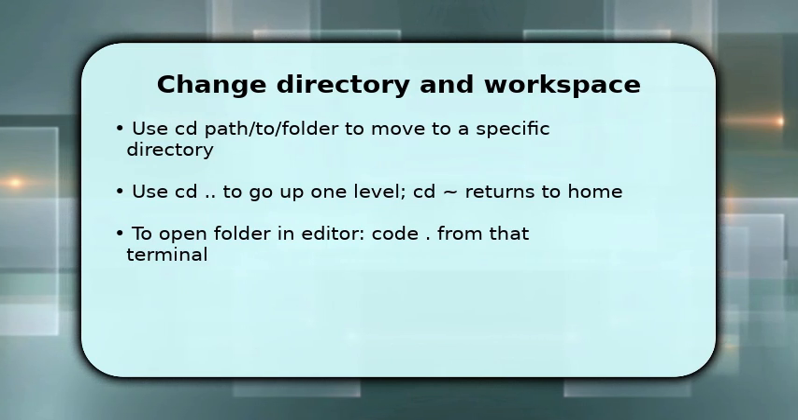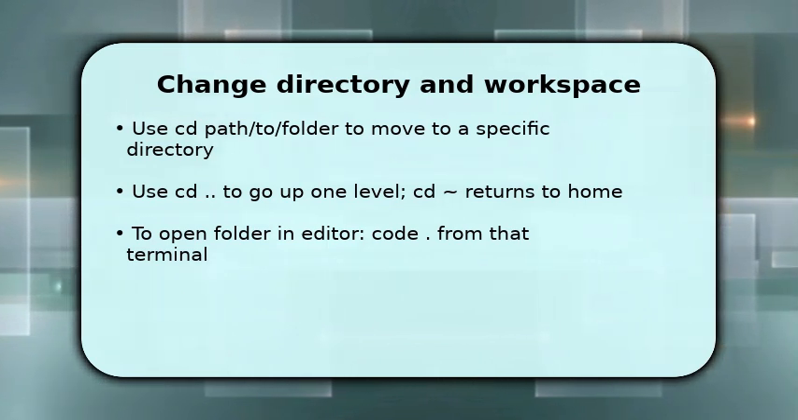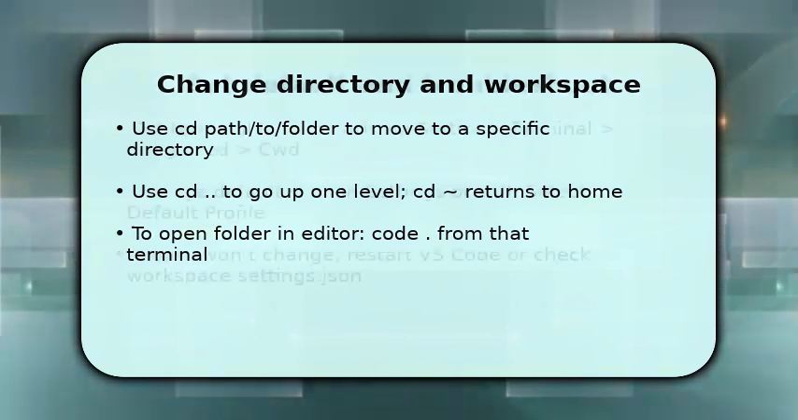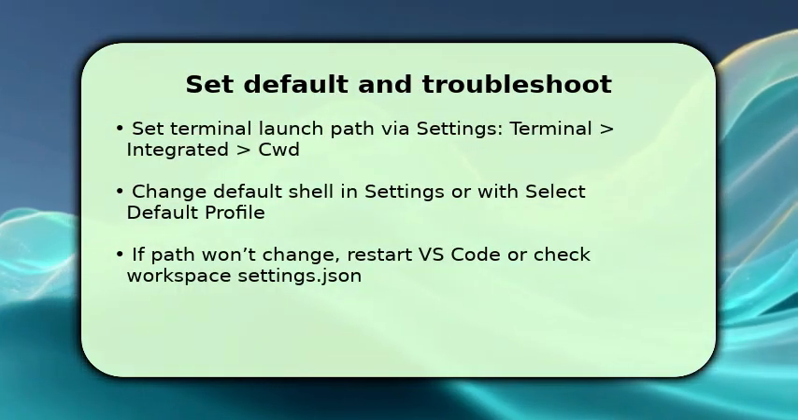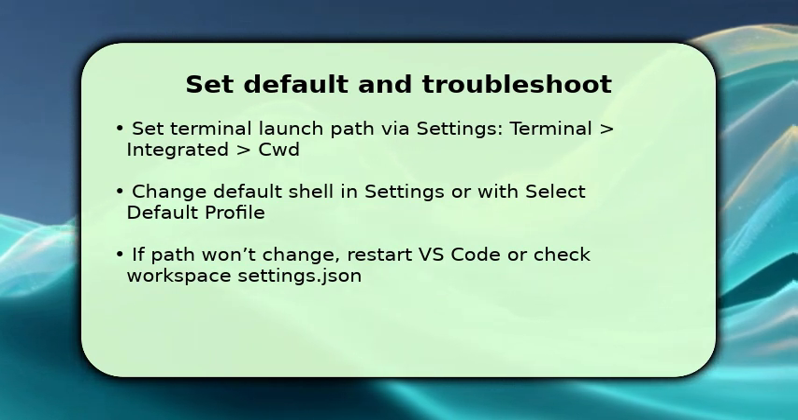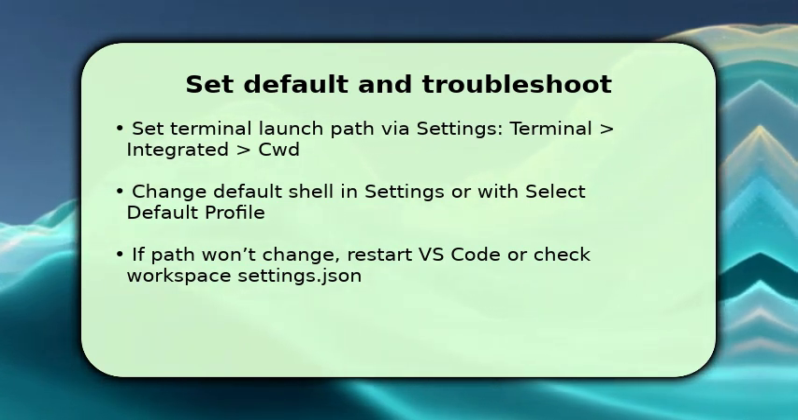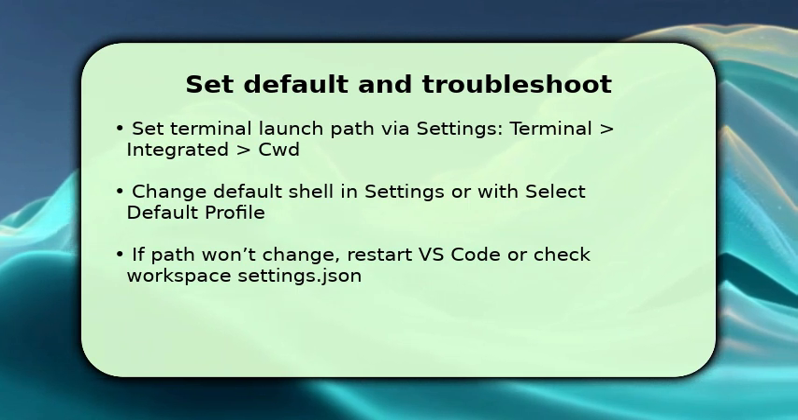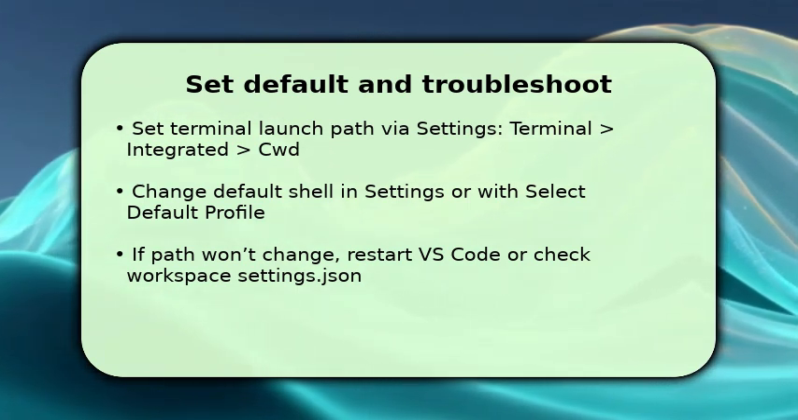To make a default starting path, open Settings and search Terminal Integrated CWD, then set a folder or use ${workspaceFolder}. You can also change the default shell via Terminal Select Default Profile if shell behavior differs. Once set, restart the terminal or reload the window to apply changes.